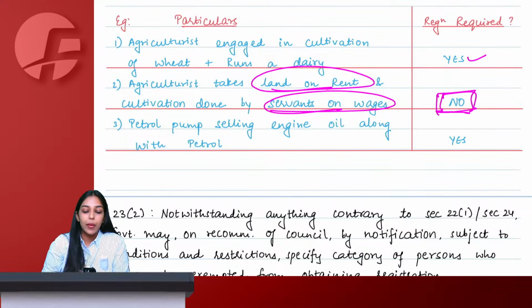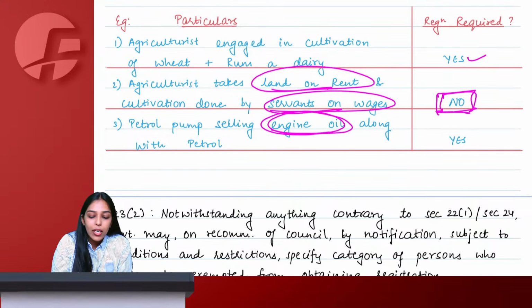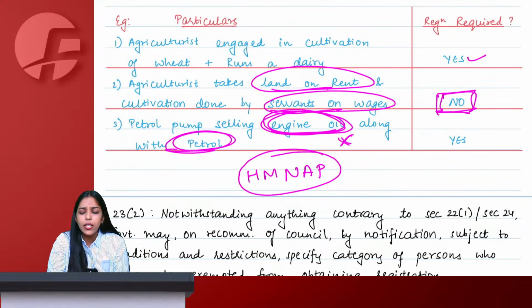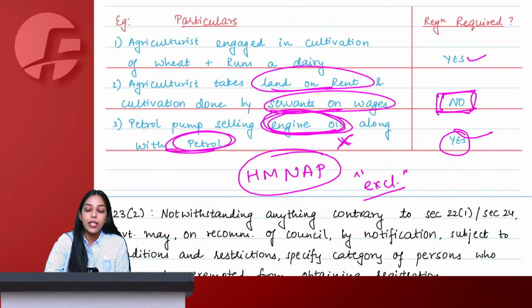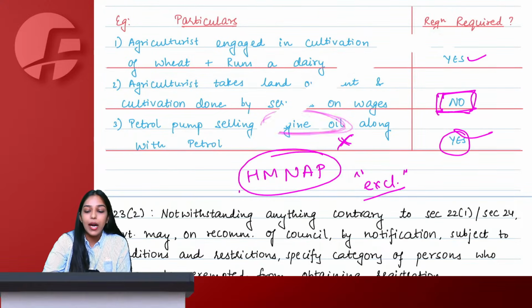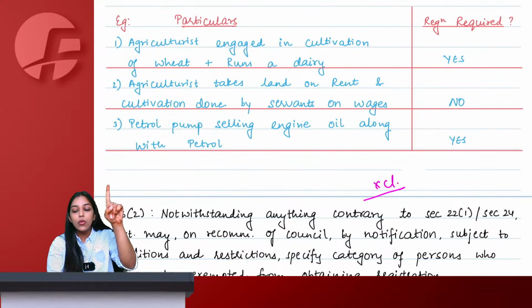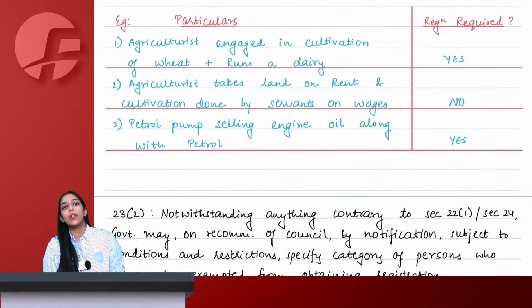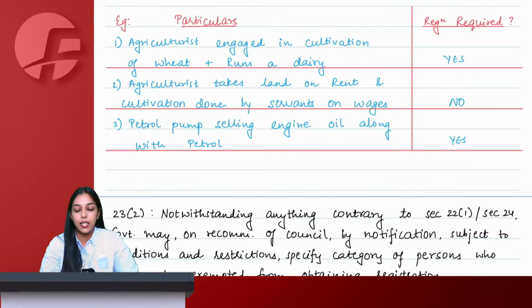Then no registration is required. Say I am selling some engine oil along with petrol. Now, high-speed diesel, motor spirit, natural gas, aviation turbine fuel and petroleum crude, only these products are outside GST. Engine oil is not outside GST, which means I am not exclusively engaged in non-taxable items. Therefore, again, I will have to take registration. So only two kinds of people under section 23, exclusively agriculturists and those exclusively dealing in non-taxable or exempt items, are not required to take registration under GST.